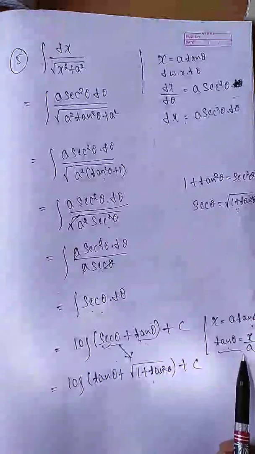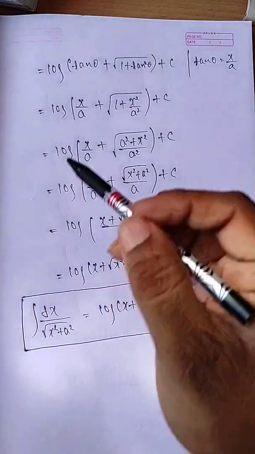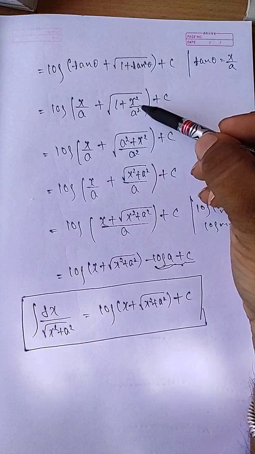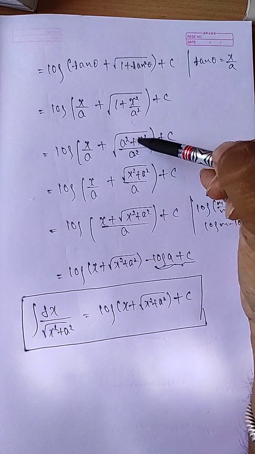I am substituting tan theta as x by a, so log of x by a plus root of 1 plus x square by a square, plus c. Here I am taking a square as the LCM.